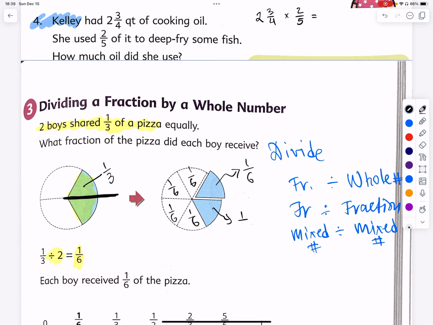2/5. How do we multiply improper mixed numbers? Step 1, let's convert them. 2 times 4 plus 3, so we have 11/4 times 2/5. And again, let's simplify just to make our math easier and get into a good habit. Let's simplify before we multiply. We get 11 out of 10, which is the same as 1 1/10 of a quart of oil. That's how much Kelly used to fry some fish.